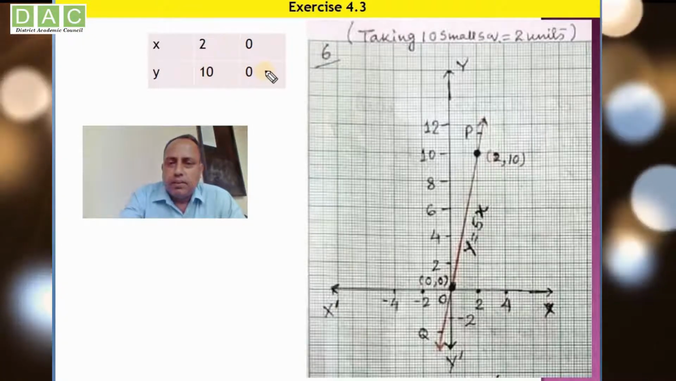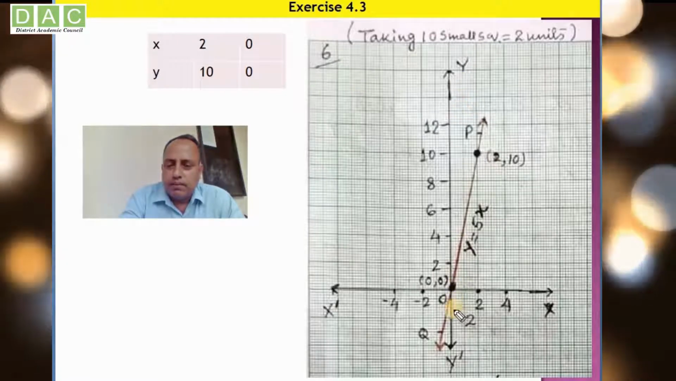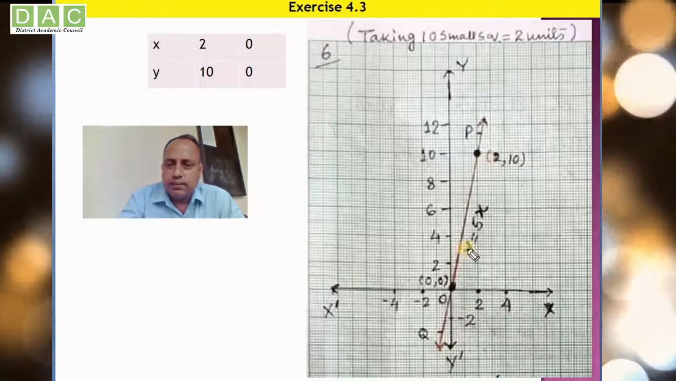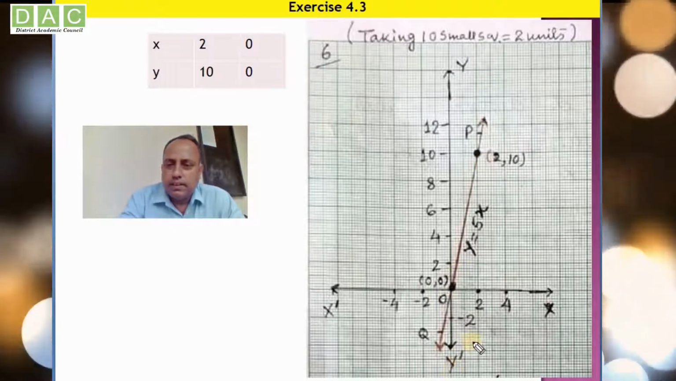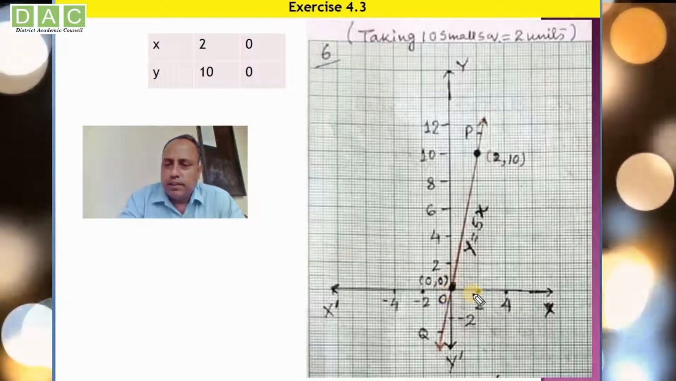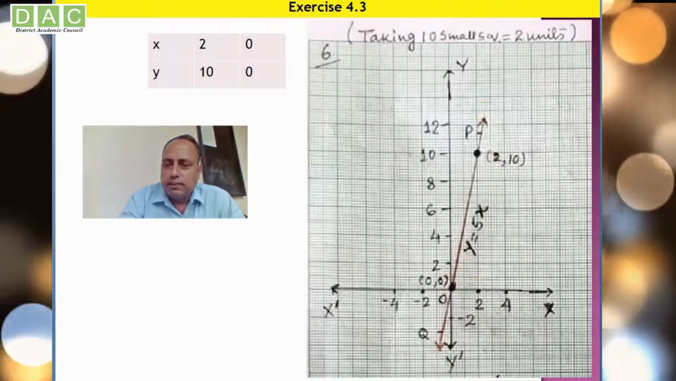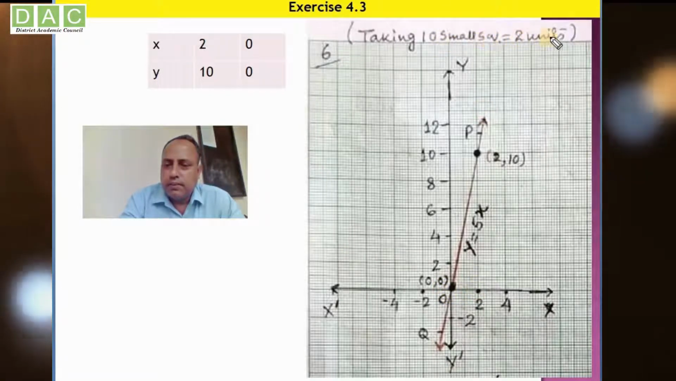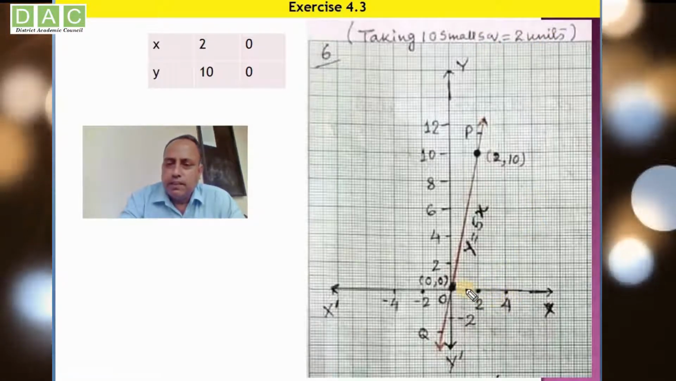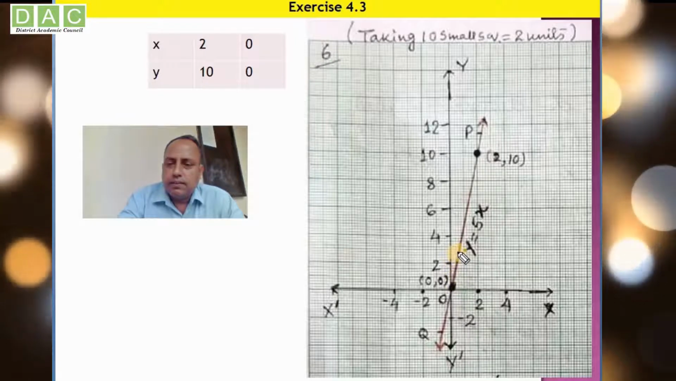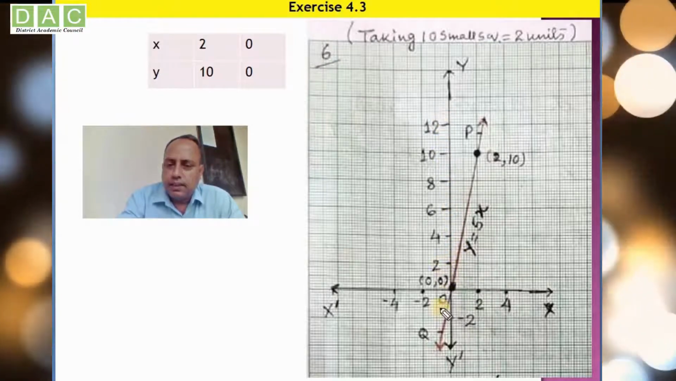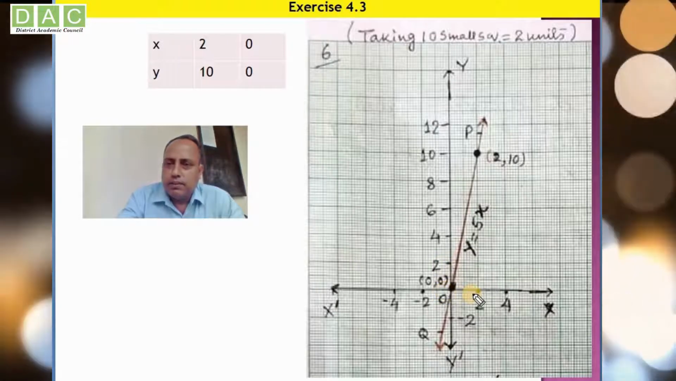Now we will plot this on graph paper. First we draw the x-axis, x dash axis, and the y-axis, y dash axis, taking 10 small squares equal to 2 units. On the x-axis, 10 small squares equal 2, then 2 plus 2 is 4, next another 2, 4. In this way on the y-axis also, 2, 4, 6, 8, 10, taking 10 small squares equal to 2 units.